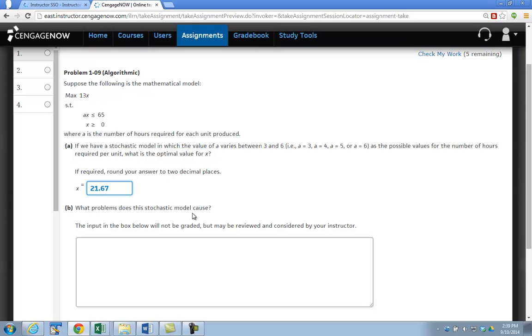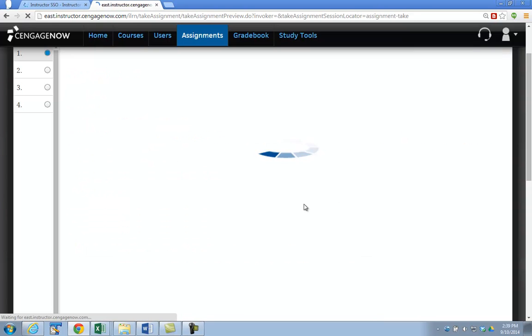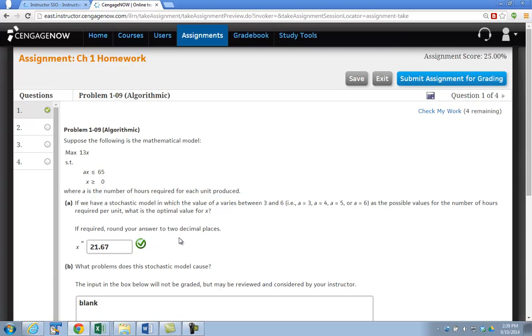It says round to 2 decimal places. I'll check my work to see if that's right. Yay, I did it right. All right.